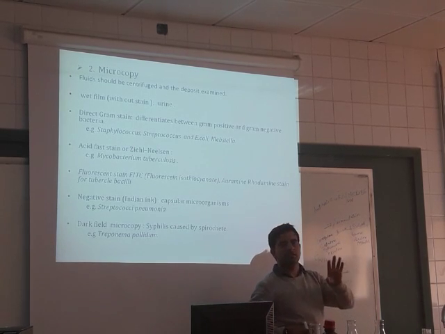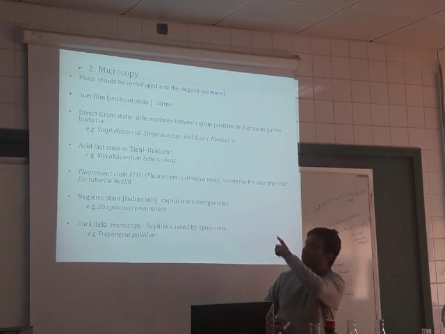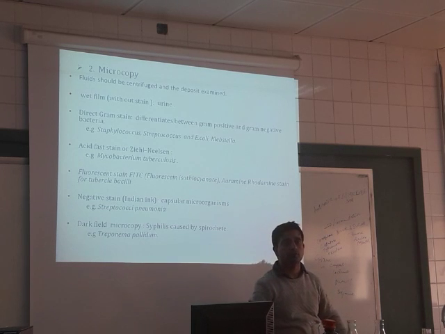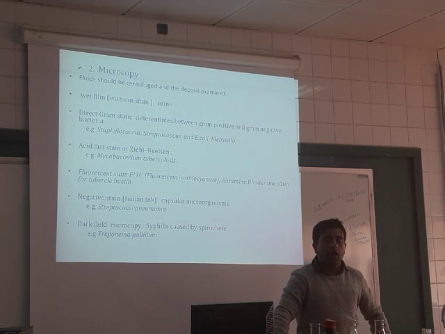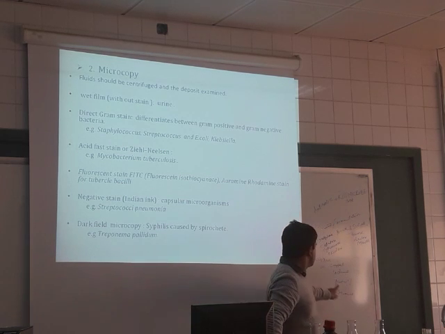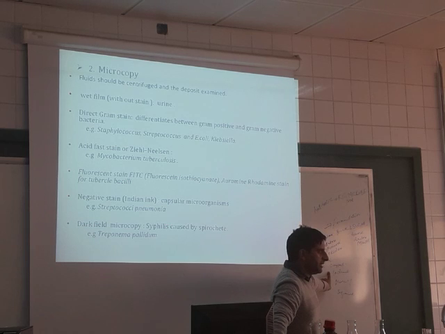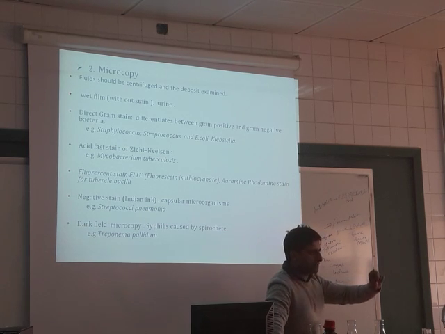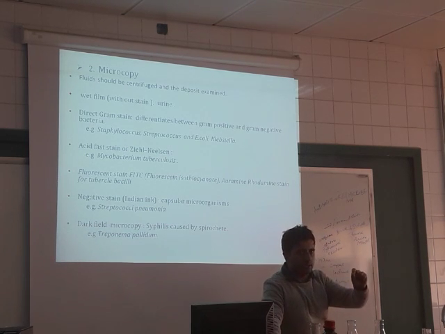Gram stain is a technique. First, direct gram stain differentiates between gram positive and gram negative bacteria. We do the gram stain in steps. In the first step we add crystal violet for 1 minute. Then we wash it with water. Then we add the iodine.